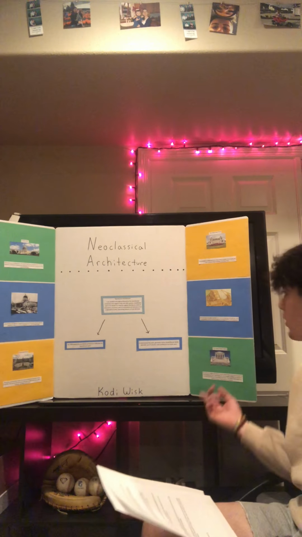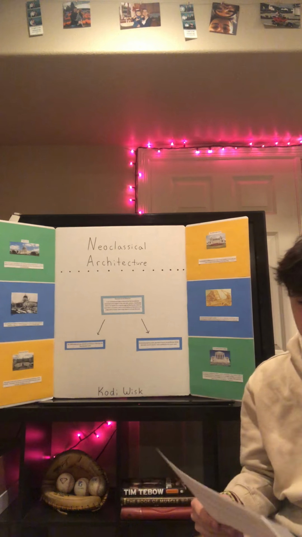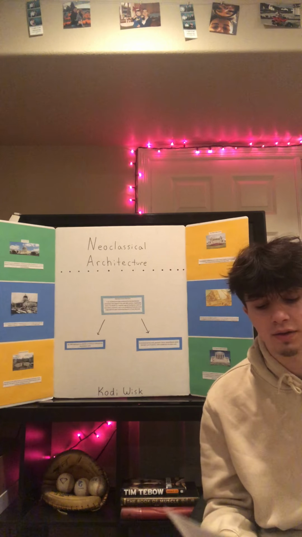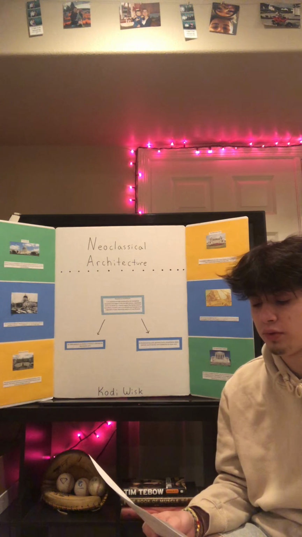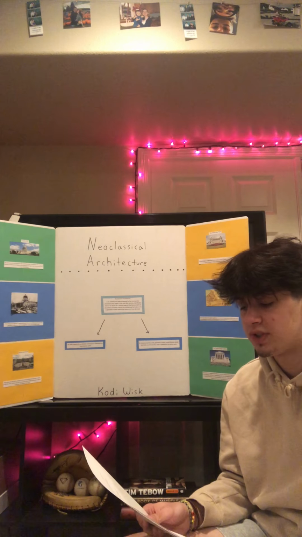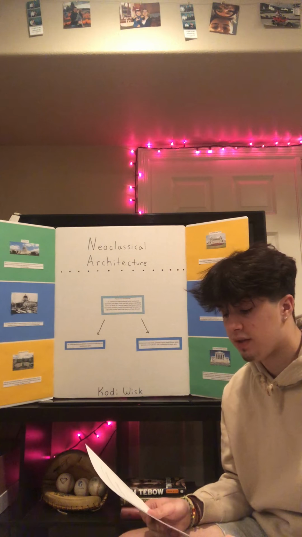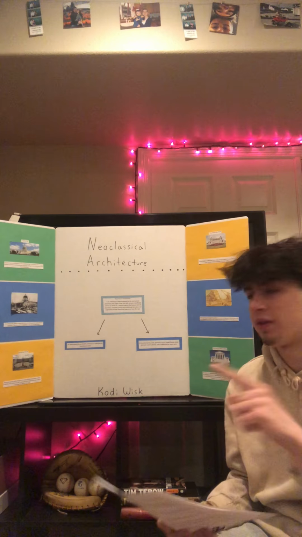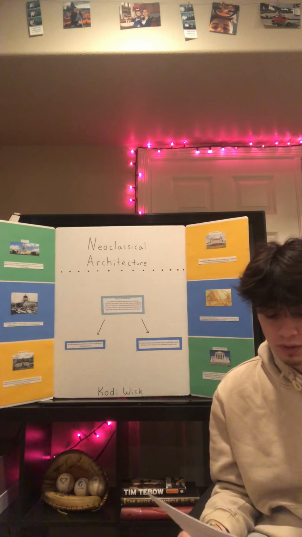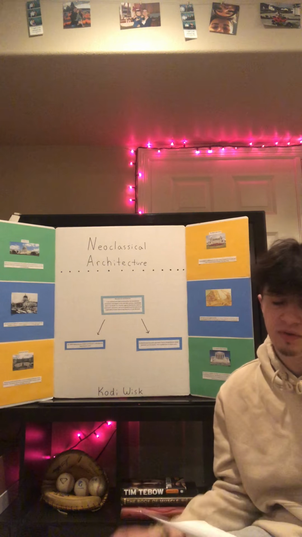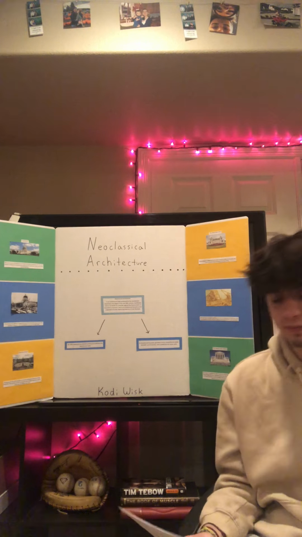The next neoclassical building I have is right here. It's called the Virginia State Capitol. One aspect of neoclassical architecture that is shown through this building is the tall columns that rise to the full height of the building. The building has a triangular pediment displayed at the very top of the roof, and it is a perfect example of neoclassical architecture.